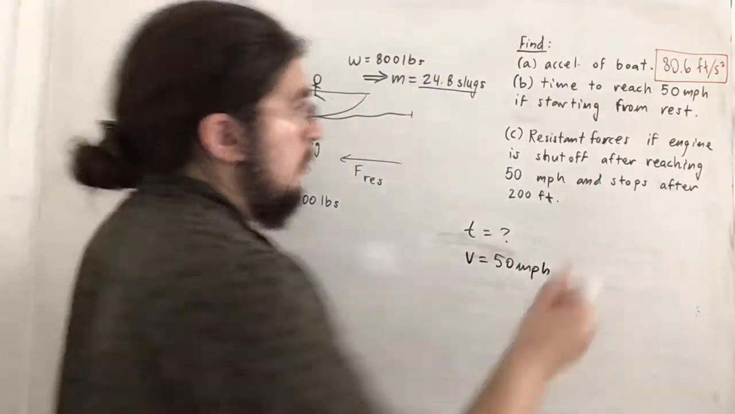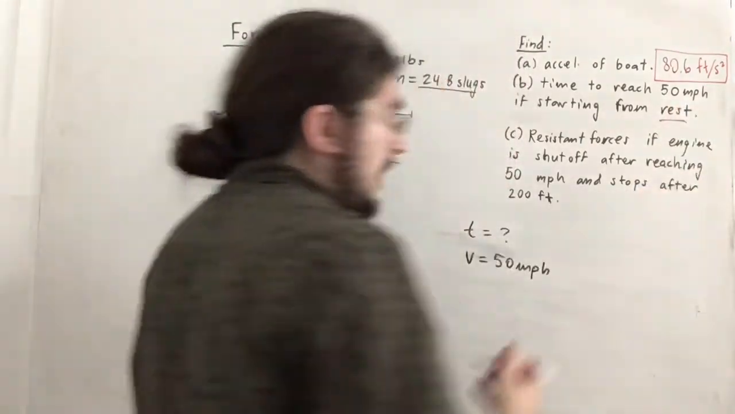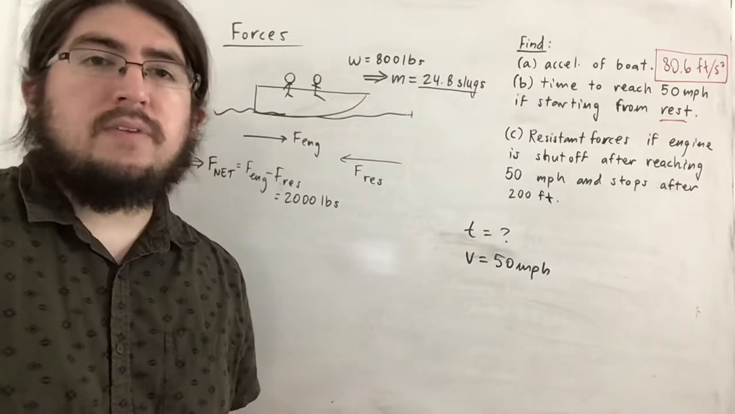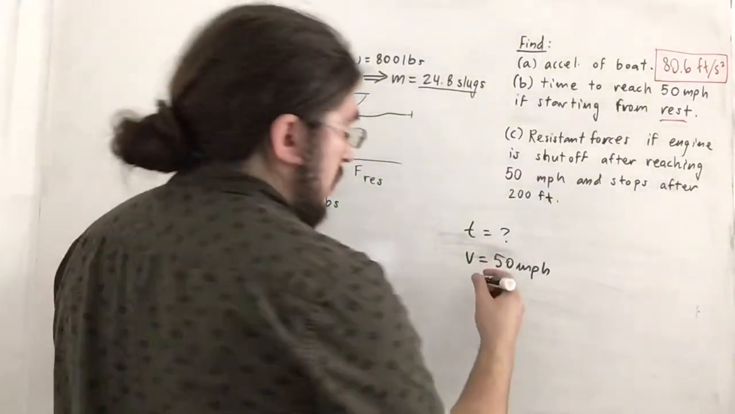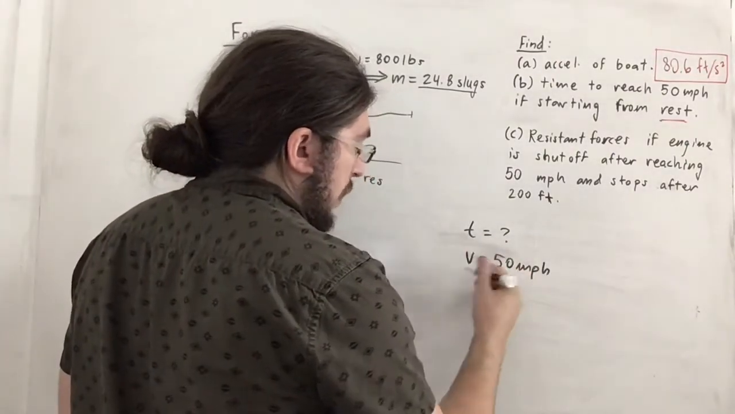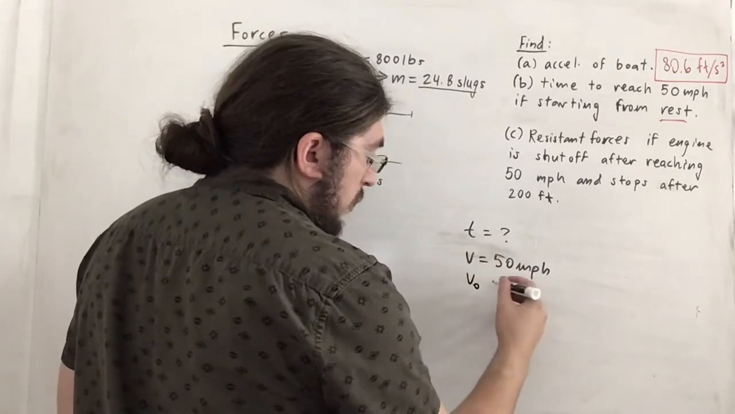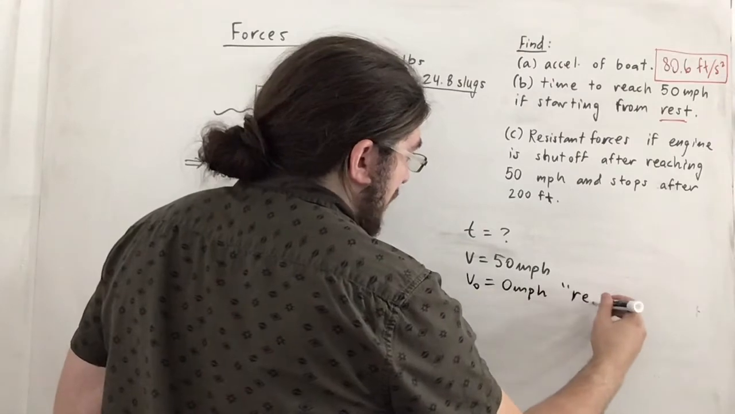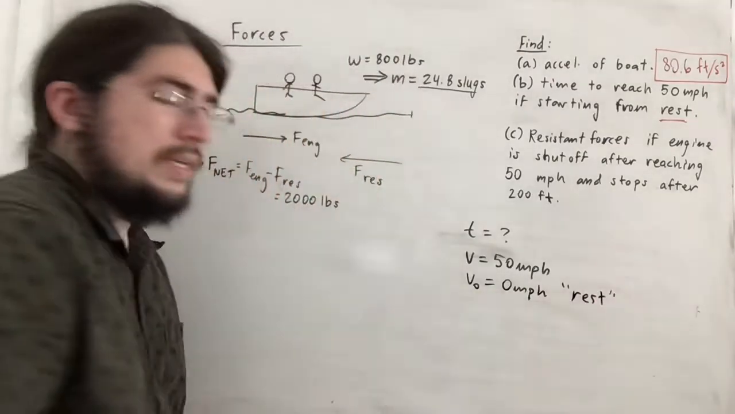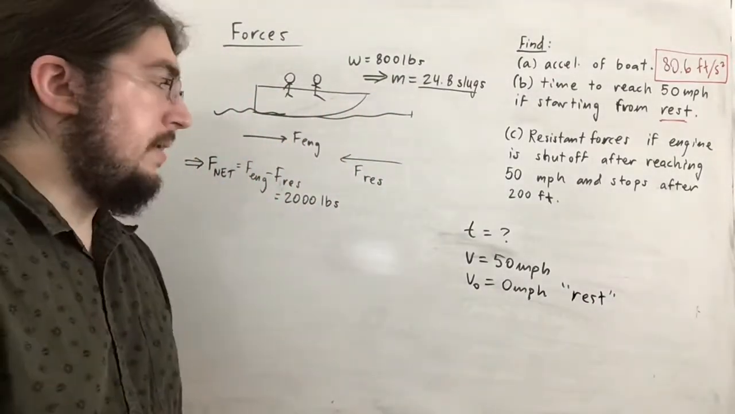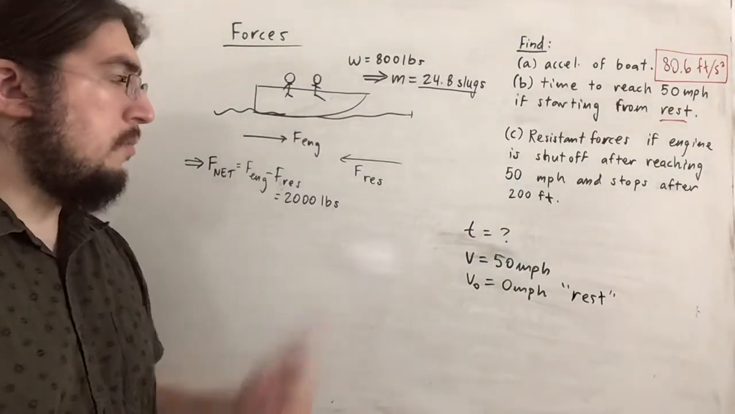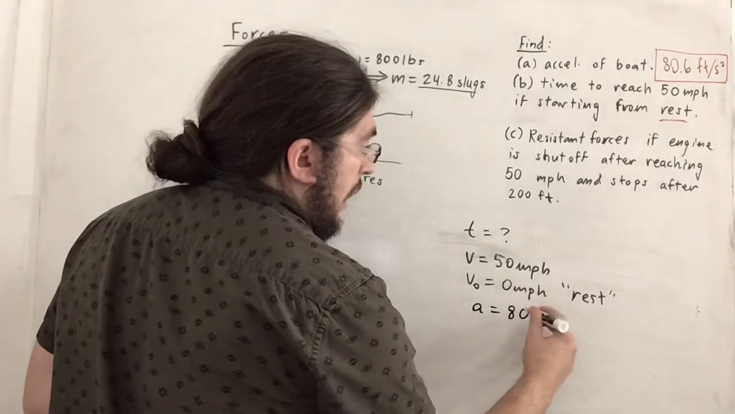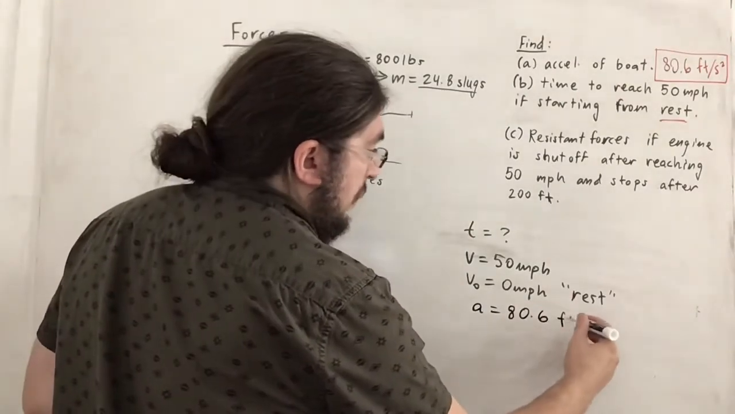If we start from rest, that's actually a key word. Rest basically means that the initial velocity is 0 miles per hour, or whatever the unit is, but in this case, miles per hour. So the word rest implies that this is 0 miles per hour. Let me just say that's from the word rest. Keep that in mind, because that honestly plays a role quite a bit in physics, in word problems especially. And we know the acceleration is 80.6, and that's in feet per second squared.